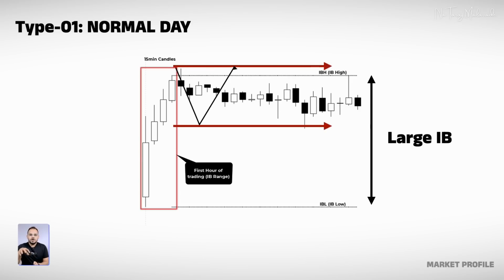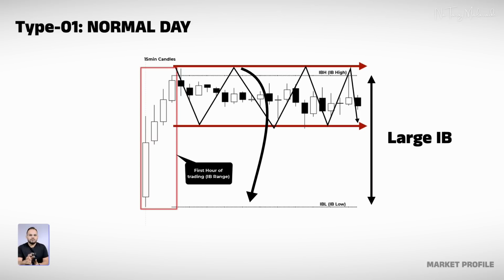This suggests that we might see a sideways market or a kind of mean reversal movement once the IB is formed. For instance, if the market forms a large IB and moves rapidly upwards, we can expect some negative momentum at that point.